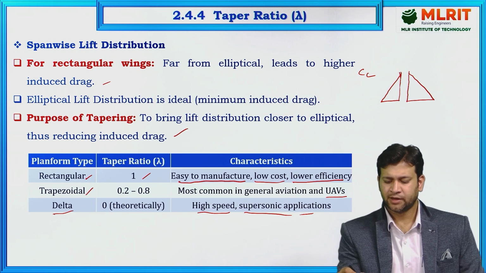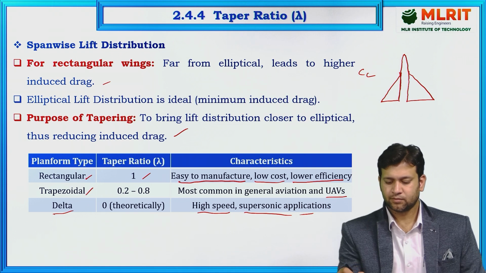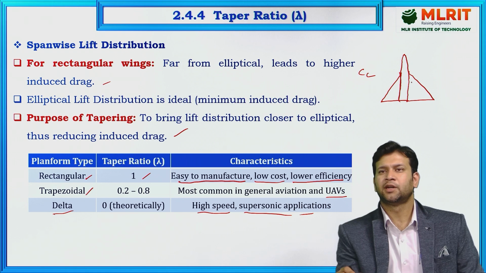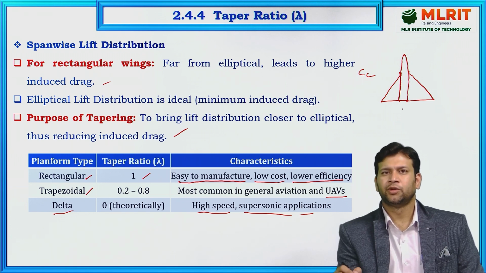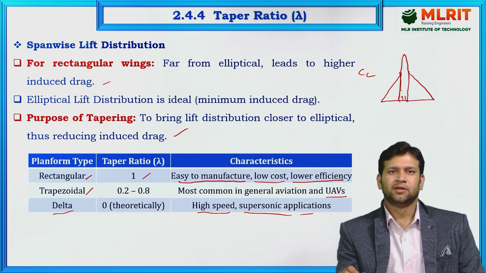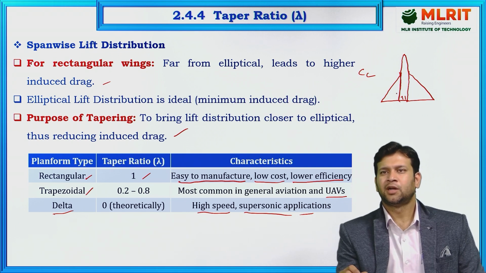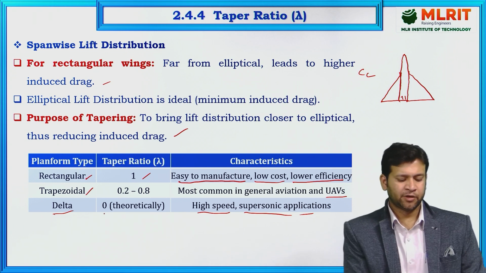Most of the fighter aircraft will have this delta wing configuration. For example, Rafale, Tejas, Sukhoi. Right? In some cases, it will have twin engines, and in most of the cases, it is single engine. Even Eurofighter Typhoon, F-16, F-14, these all come under the category of delta wing, which are theoretically said to have taper ratio of 0.